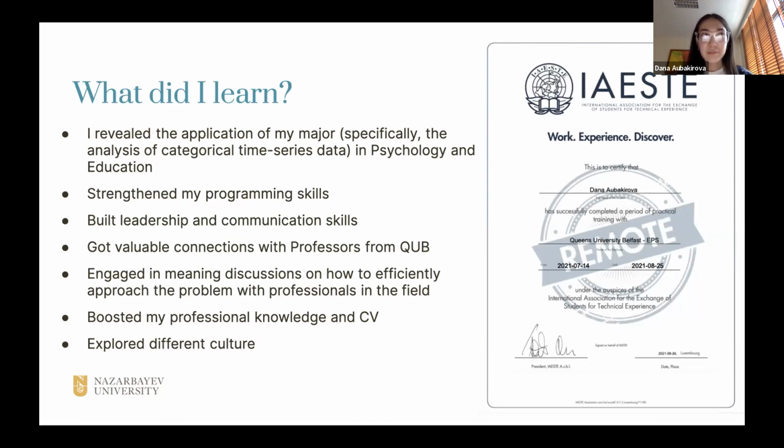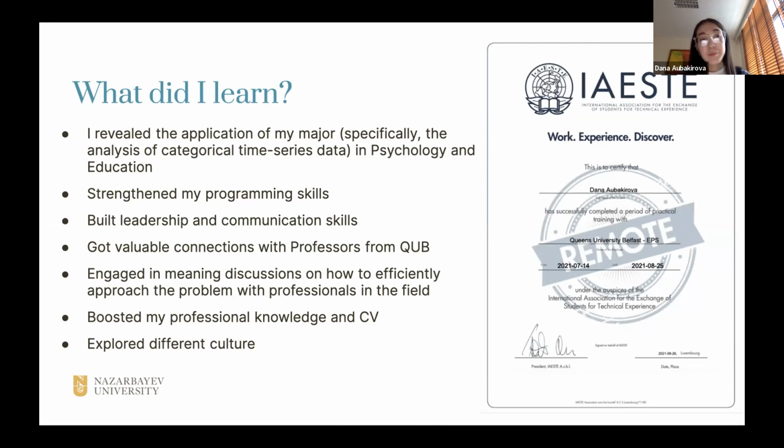And they are really very kind in helping me to choose the right degree for graduate school. I was also engaged in meaningful discussions on how to efficiently approach the problem with professionals in the field. Even though this experience was remote, I really enjoyed our weekly meetings, or even more frequent meetings in the past, in summer. And also, I boosted my professional knowledge and upgraded my CV.